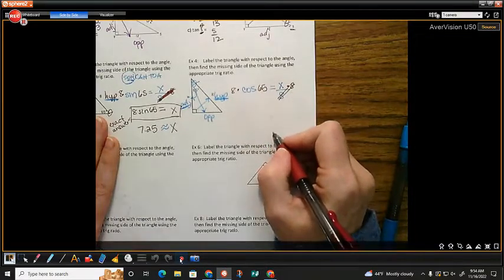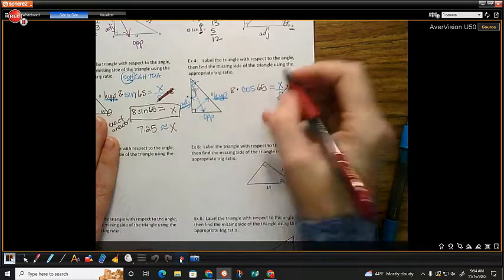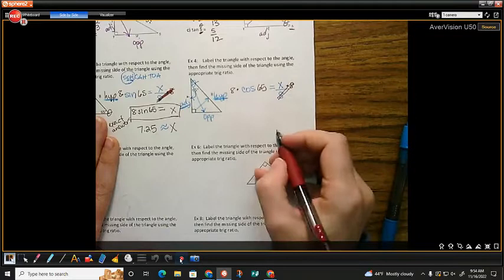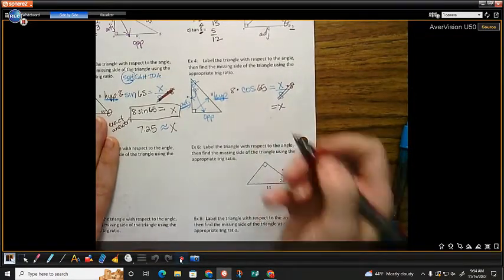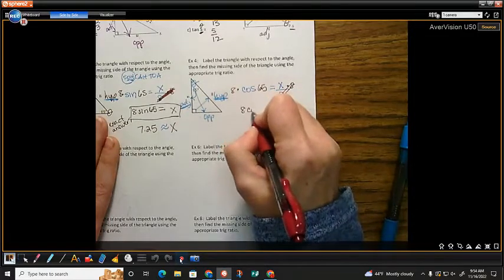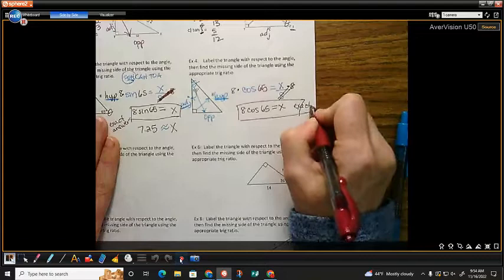What is 8 divided by 8? 1. And what's 1 times the x? See, we got x all by itself. That's why we did that. And then over here, you've got 8 times the cosine of 65. That is your exact answer.